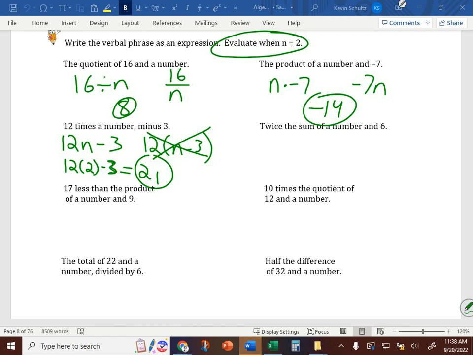The next one, twice the sum of a number and 6. There are multiple operations here also. We see the word twice, we see the word sum, but there aren't any commas. So how do we know what we need to do first? Twice the sum of a number and 6. What's this going to look like?